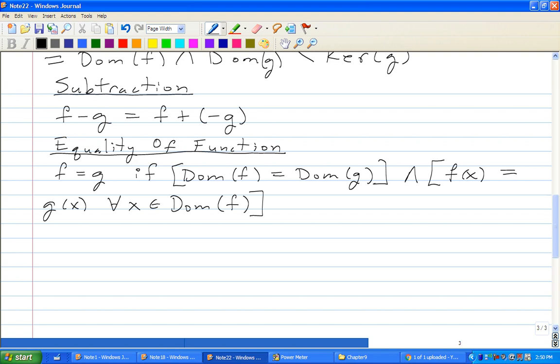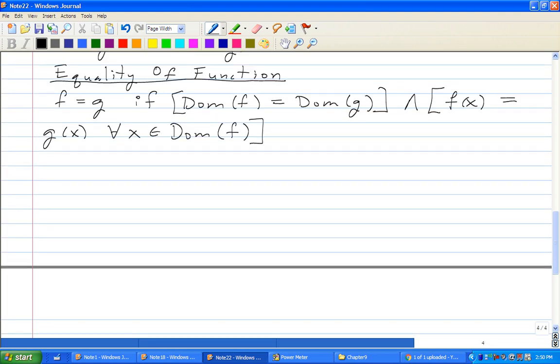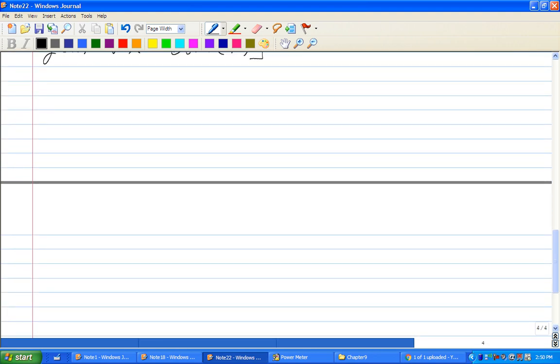Okay, so now let me give you some field properties. With these definitions, basically functions act like rational numbers. And so let me give you the field properties.